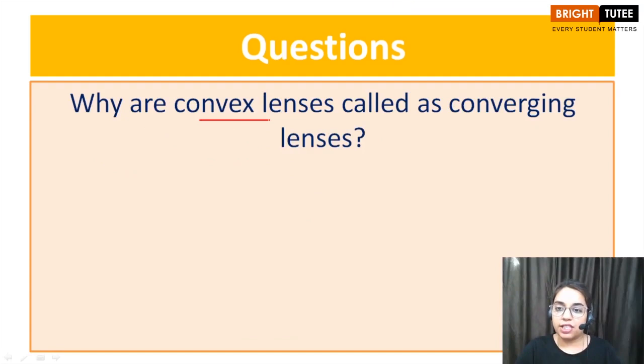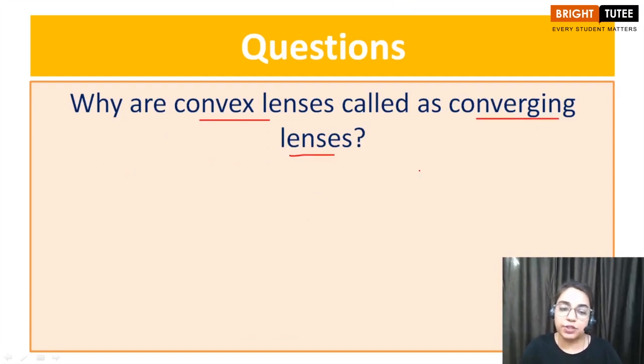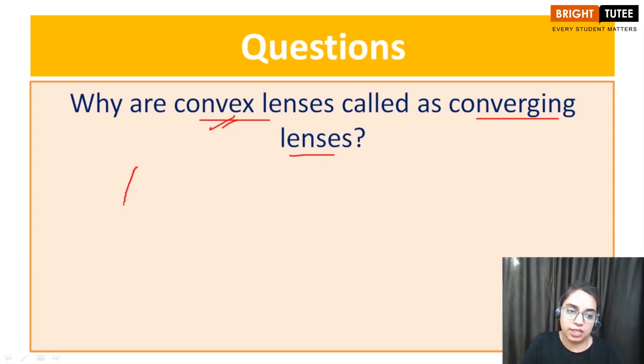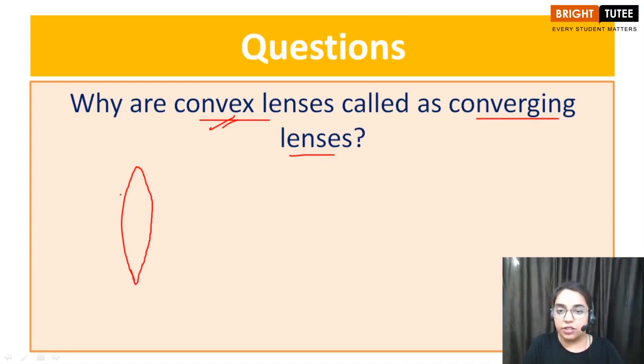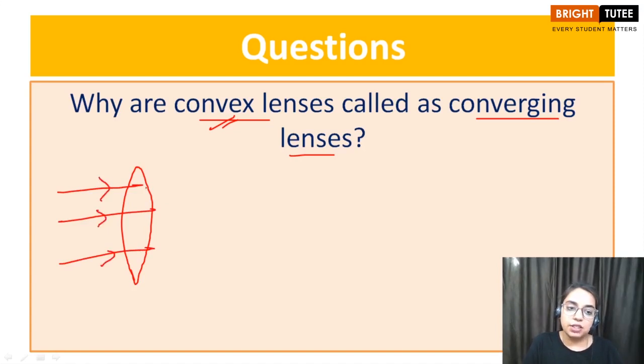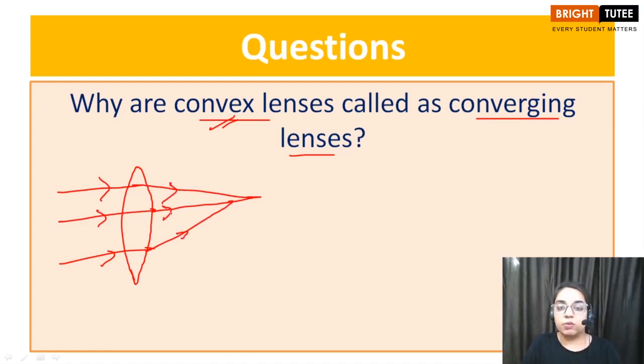Why are convex lenses called converging lenses? So children, first of all, you need to know what is a convex lens. Convex lenses are the lenses which are thicker at the center and thinner at the edges. So whenever the rays of light pass through them, these lenses converge those rays, that is, they bend them inwards. And this is the reason why these convex lenses are called converging lenses. Okay, now let's move to the next question.